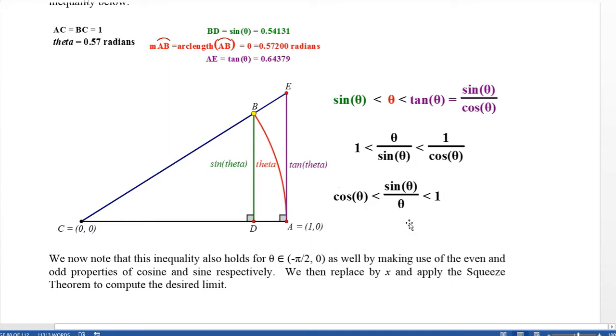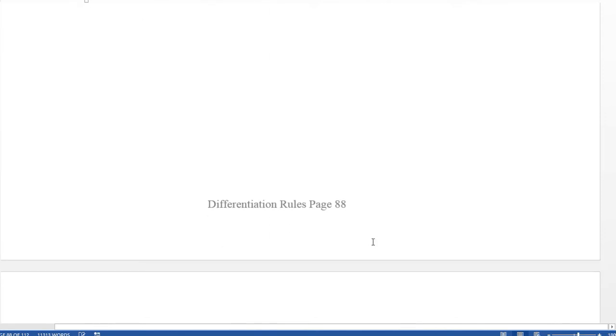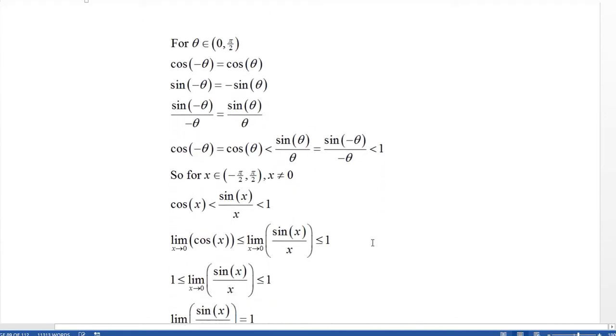And so now we're set up where we have the expression we want in the middle, squeezed or sandwiched in between two other functions. Now what we do is we just take the limit as theta goes to 0. 1 goes to 1, stays 1. Cosine of theta goes to cosine of 0, which is 1, as theta goes to 0. And so by the squeeze theorem, this is squeezed in between.